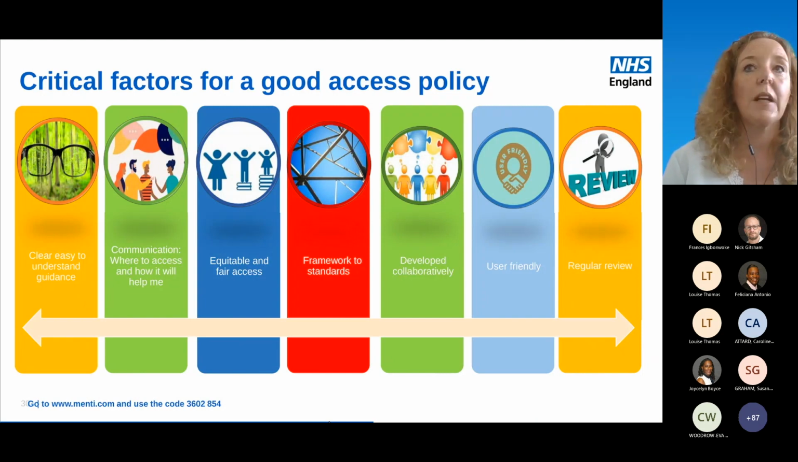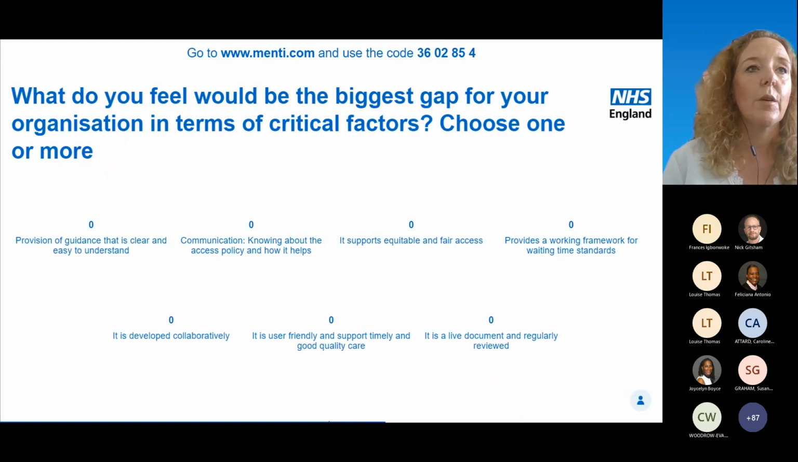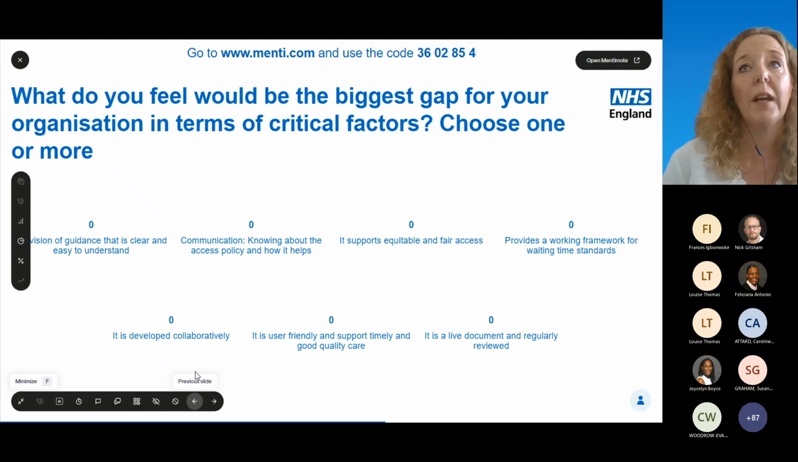Next slide, which I do believe is another Menti question. Okay, so this is a Menti question. So what do you feel will be the biggest gap for your organisation in terms of these critical factors? You can see that there's multiple choices and you can pick more than one option.